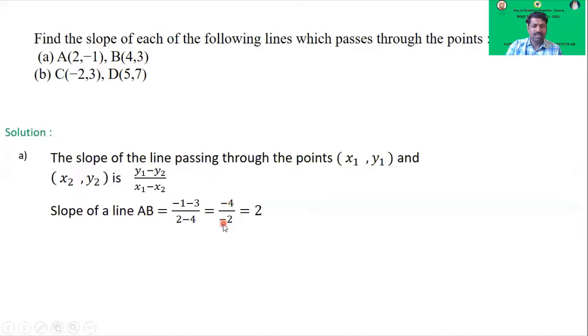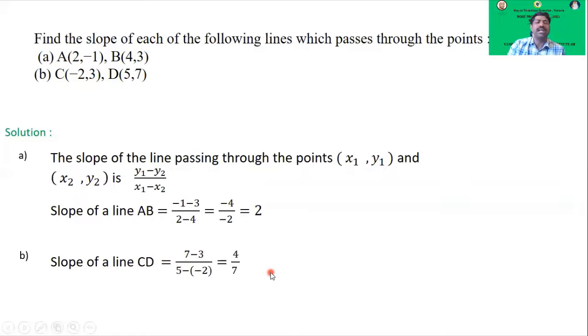So this is -4 upon -2, and this is 2. So the slope of a line passing through 2 points, capital A and capital B, is 2. Second example, slope of a line CD, that is difference between y coordinates upon difference between x coordinates. So 7 minus 3 upon 5 minus of -2. So this is 4 upon 7. So the slope of the line CD is 4 by 7.